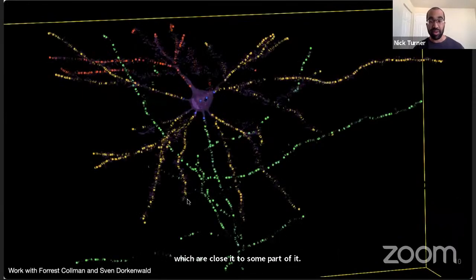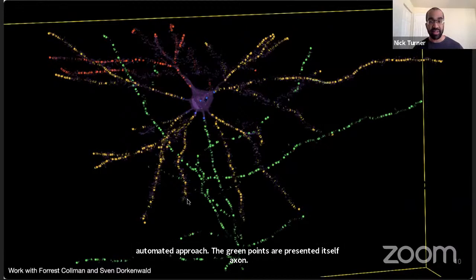Another benefit of using representations like skeletons is that we can share information across analyses. For example, if we label a skeleton to study a cell's axon, dendrite, or soma compartments, we can then propagate those labels to the mitochondria as well. Here we've done such a labeling using a semi-automated approach. The green points represent the cell's axon, the orange are the basal dendrites, the blue represents the soma, and the red represents the apical dendrite and its branches.